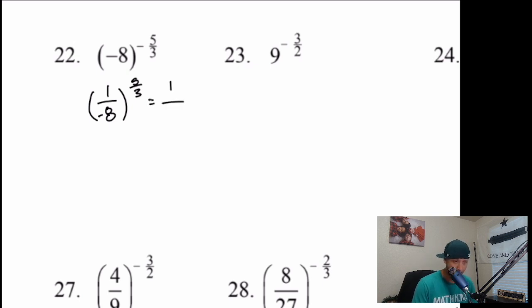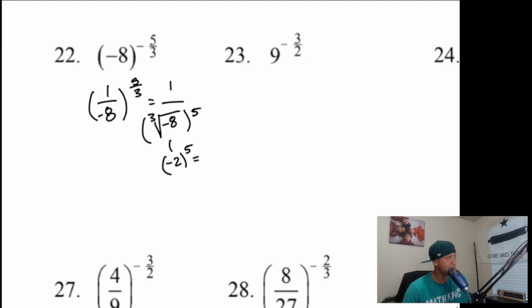However, the denominator is going to be the cubed root of negative 8 to the 5th power. Cubed root of 8 is 2. All right, 2 times 2 is 4 times 2 is 8. So it's going to be 2. Because it's negative, it's going to be negative 2. So negative 2 to the 5th power. It's an odd number, so it's going to be negative 32. So 2 to the 5th power is 32.